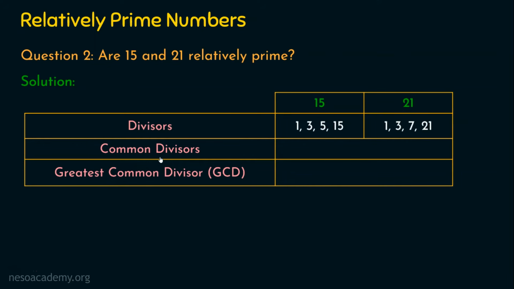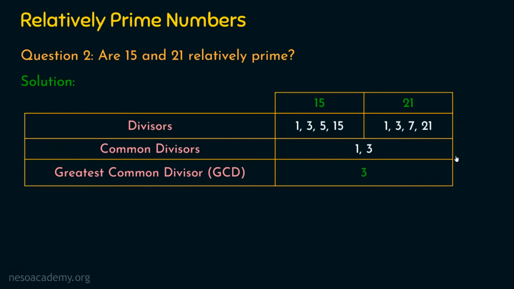Now we will find out the common factors or common divisors. Here we have 1 and 3, here also we have 1 and 3, and no other numbers are matching. So the common factors or common divisors are 1 and 3. Out of 1 and 3, what is the greatest common divisor or highest common factor? Which is 3 here, right? So 3 is the biggest number.